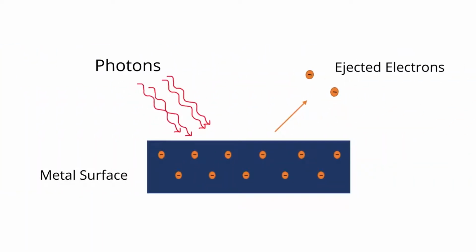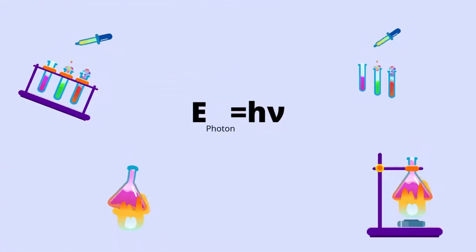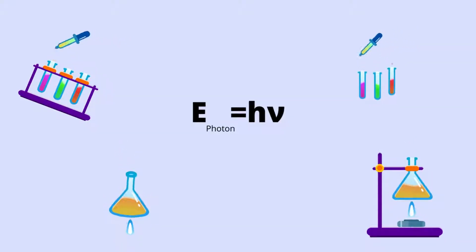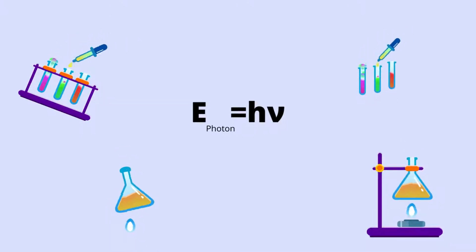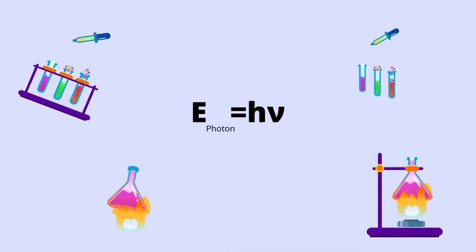Now let's understand what is photoelectric effect. When photons of certain energy fall on the surface of metal, they eject the electrons from the layers. According to Planck's theory, this energy of photon is given by the relation E = hν, where ν is the frequency of the incident photon. If you want to learn what photons are, you can watch my previous video.